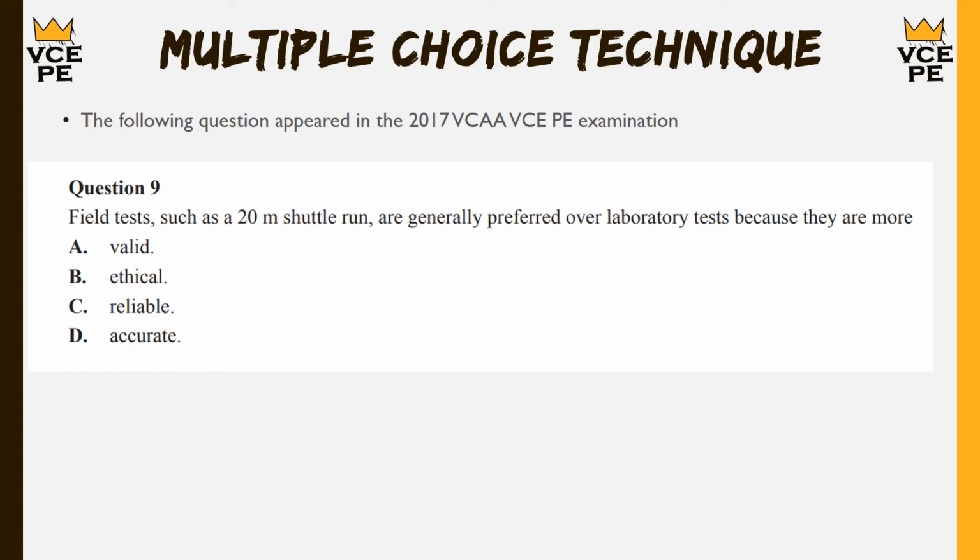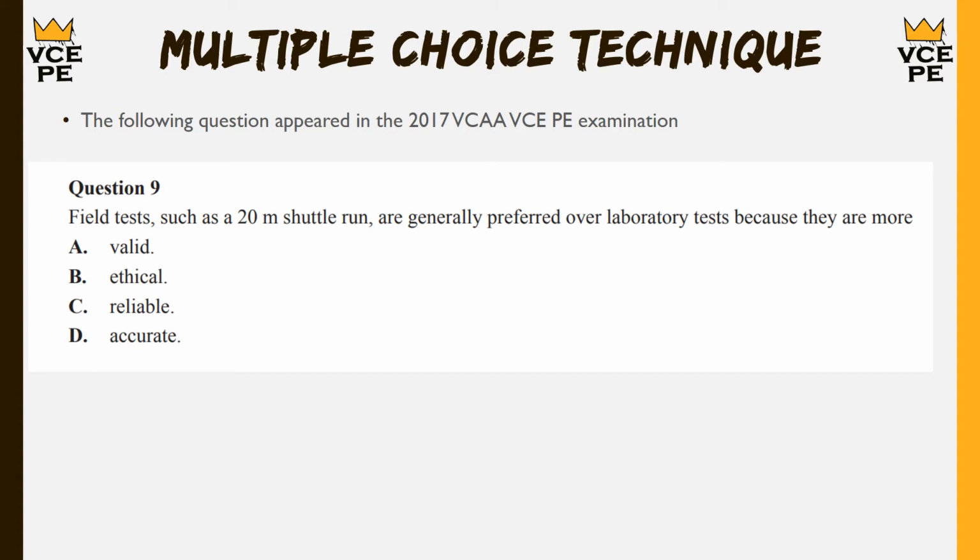Field tests are tests that are done outside of a laboratory situation where we've got lots of different variables that we cannot control. Whereas laboratory tests are done in a very controlled environment and often have very, very good results as far as accuracy is concerned. So we can already cross out D because accuracy in a laboratory test is always much better because there are less variables or the variables are controlled. We'll cross that out in a second.